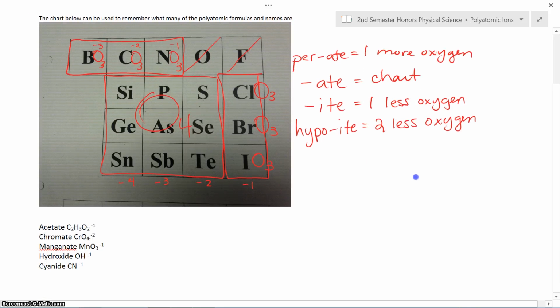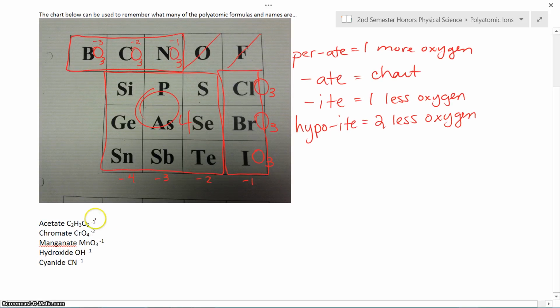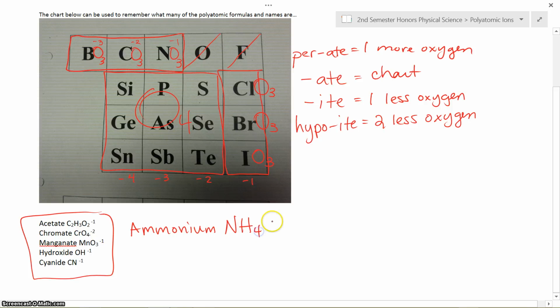There's a few that you just have to remember. The few that you have to remember are right here, the negative ones. That one positive one that I mentioned earlier, ammonium, is NH4, and it's a +1.